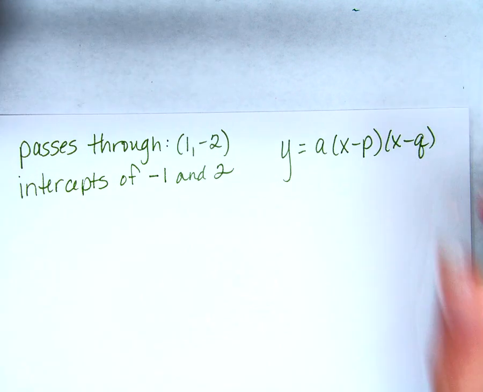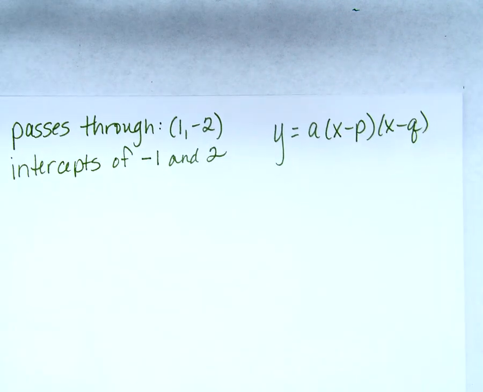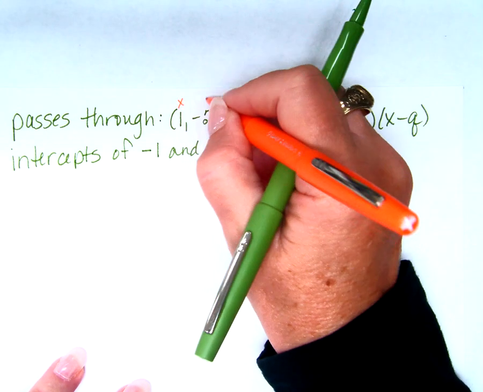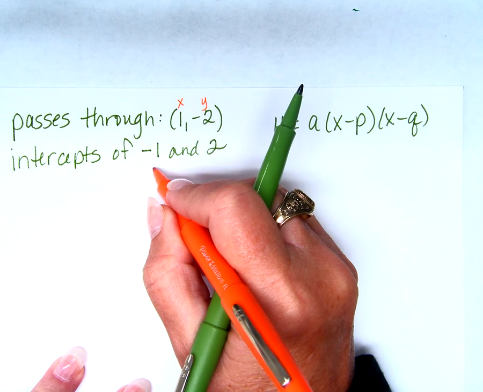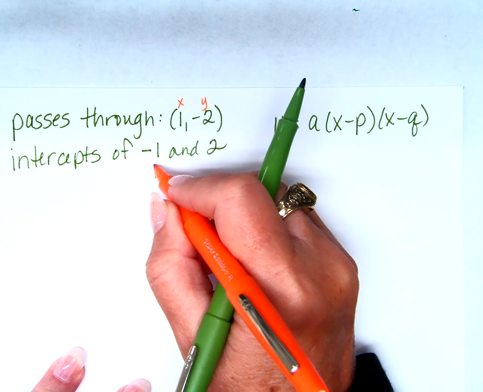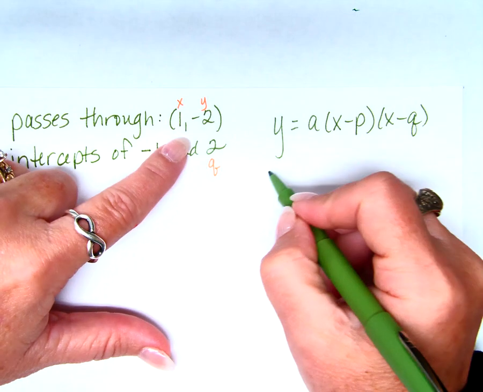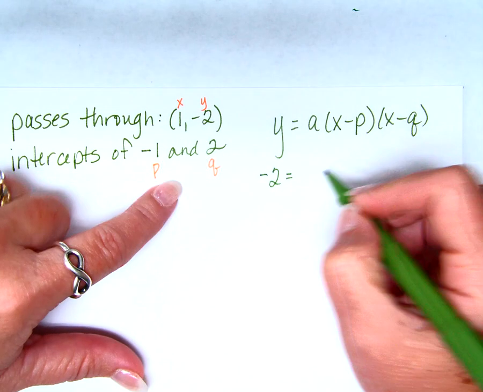So let's label what we have so we know where to put everything. What do we have? I do have an x and a y. And you have both the x's and the intercepts, right? So what's this? P and q. Very good. So what are we missing again? The a again? Yep. What a jerk, that a. Y is negative 2. A is not there.